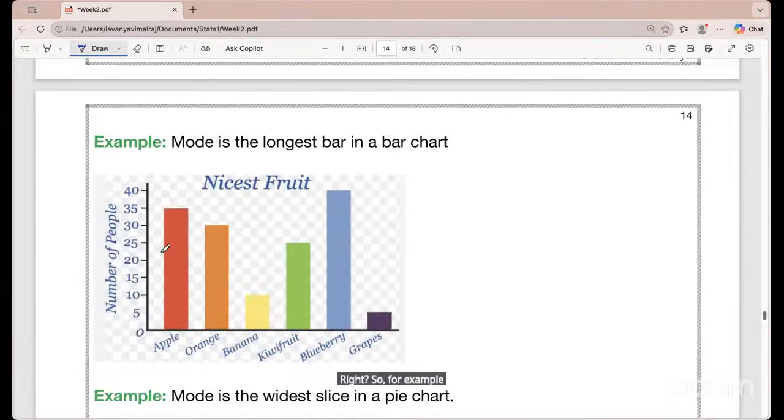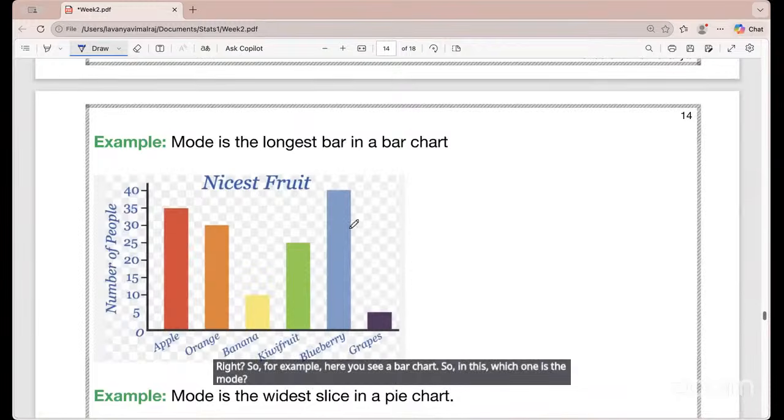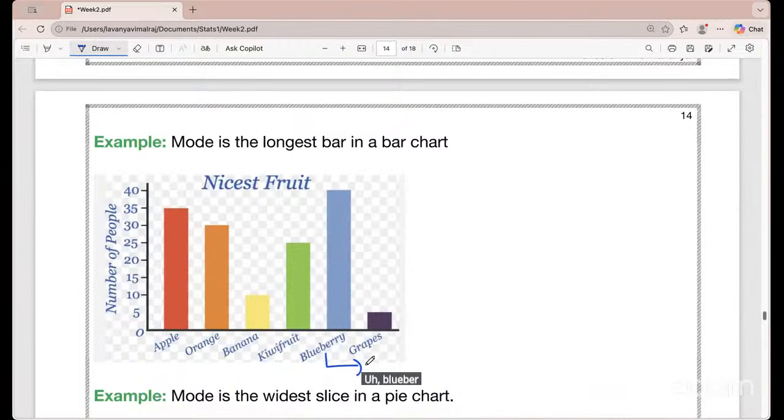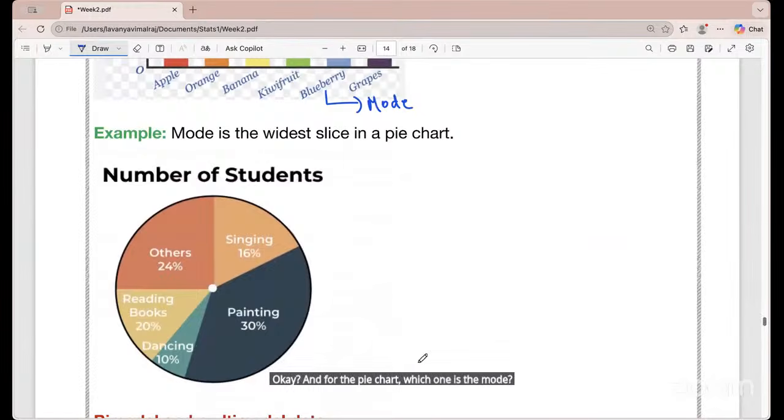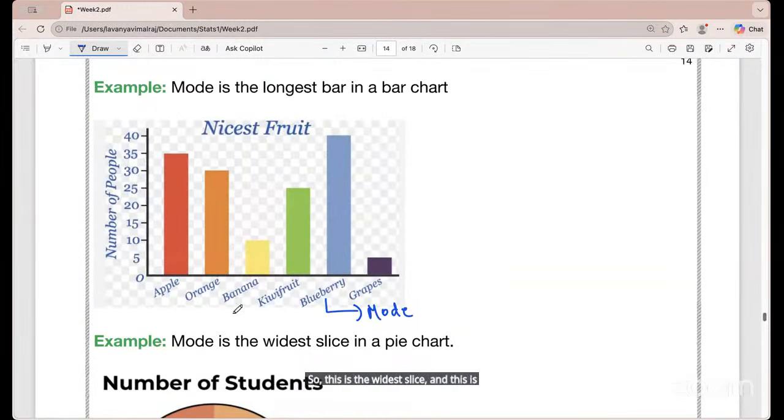So for example, here you see a bar chart. In this, which one is the mode? Blueberry. So blueberry is the mode. And for the pie chart, which one is the mode? Painting. So this is the widest slice and this is the longest bar, right?